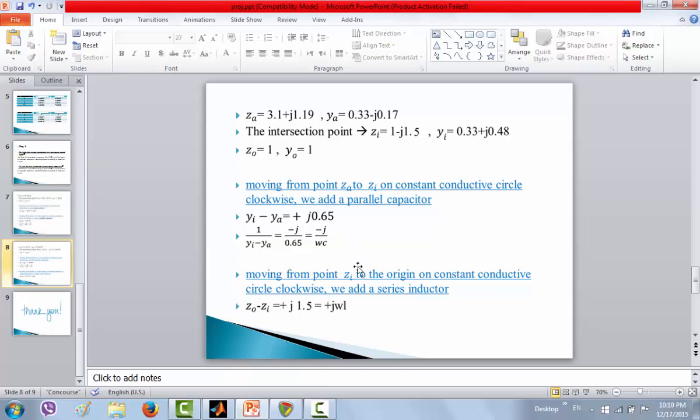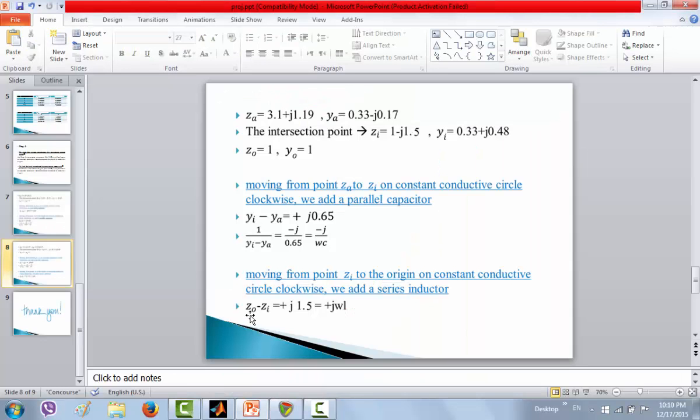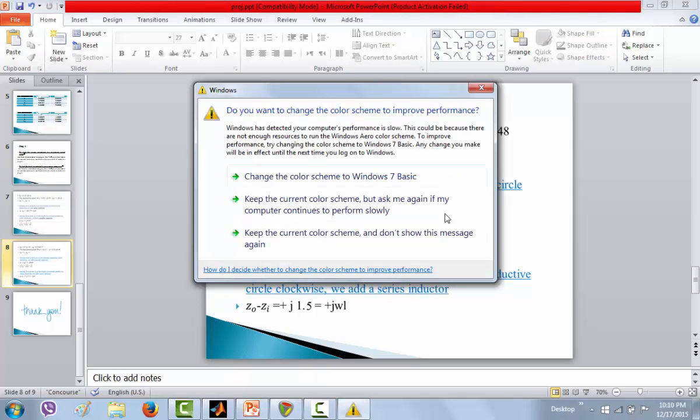And then after that we moved from the intersection point to the origin, so we subtract Z0 minus Zi. So Z0 minus Zi equals j1.5, and this value will equal plus j omega L, and from this equation we can find the value of the inductor.